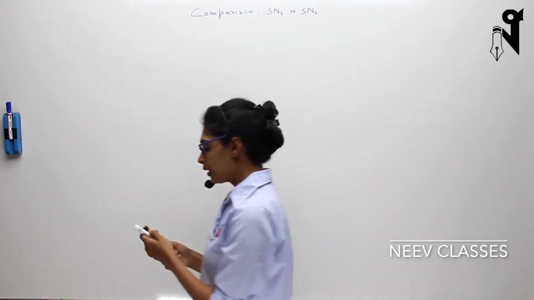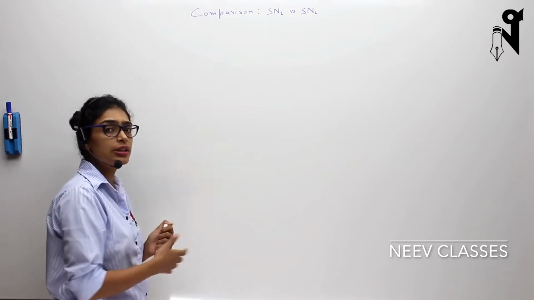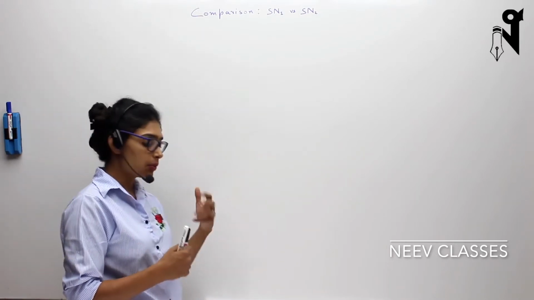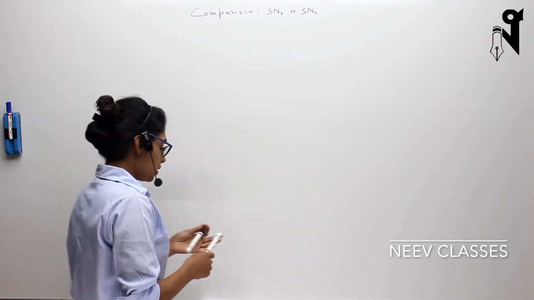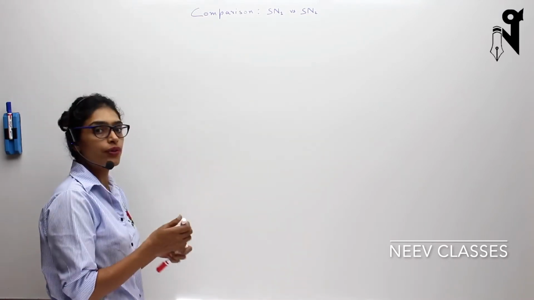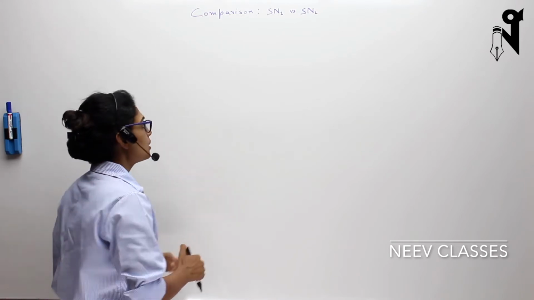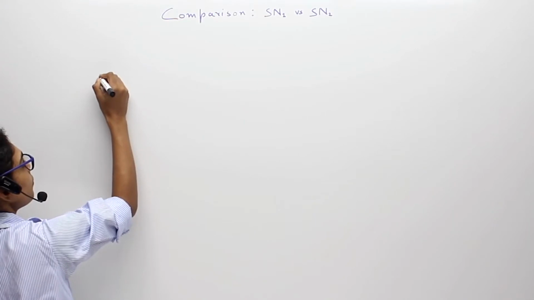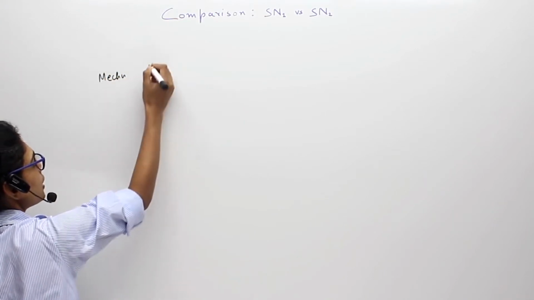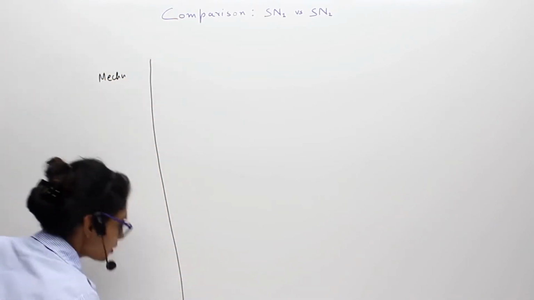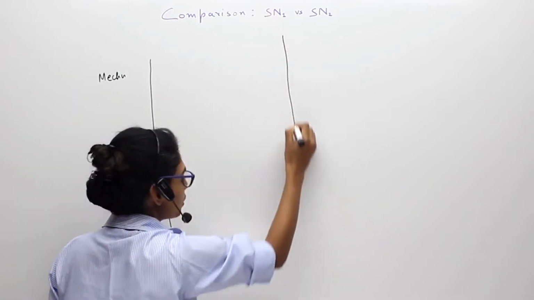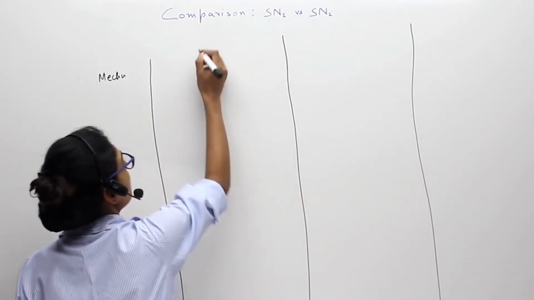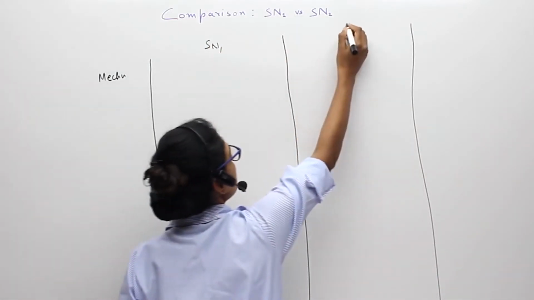Okay, so let's quickly compare. All this information we have already discussed in different classes and in different videos. So this is a summarization of SN1, SN2 as well as a comparison. So first comparison is in terms of mechanism of reaction. So let's first distribute the whole thing into three categories. This is about SN1 and this is about SN2.